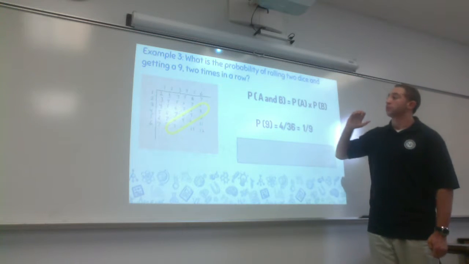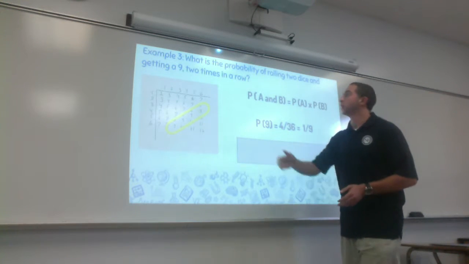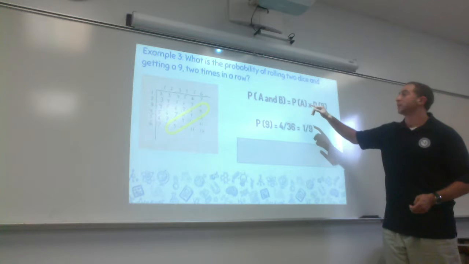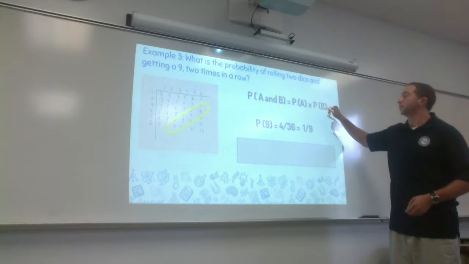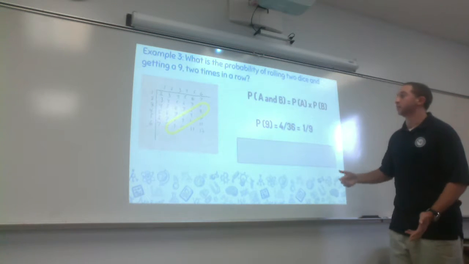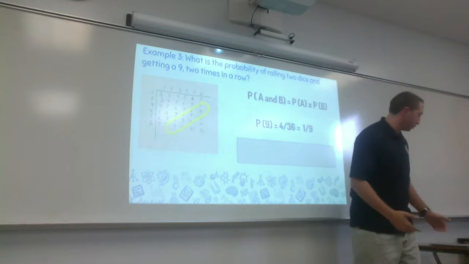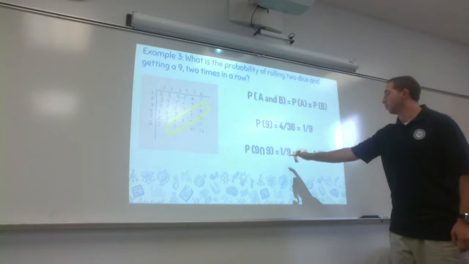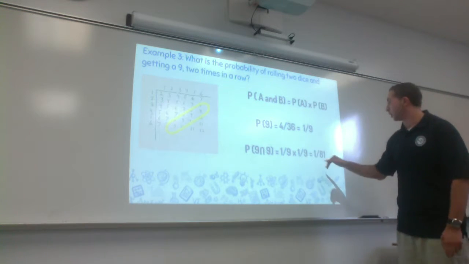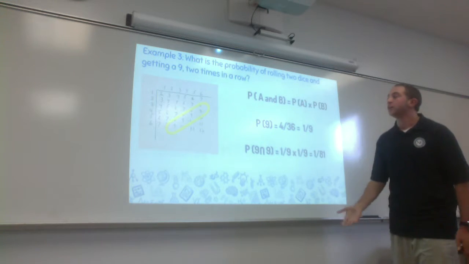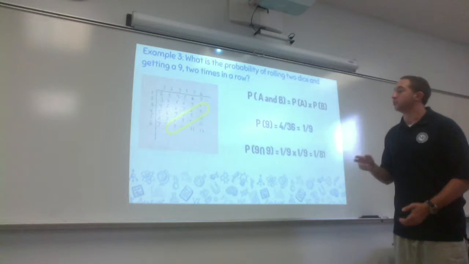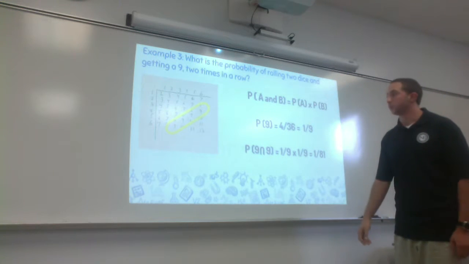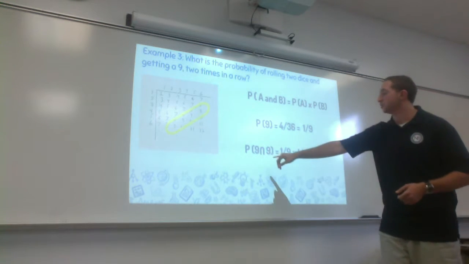And since our question is asking for it 2 times in a row, our probability of A is going to be the probability of a 9, and our probability of B is also going to be the probability of getting a 9, because it says 2 times in a row. So that's like multiplying the probabilities: 1 over 9 times 1 over 9, which gives you 1 out of 81. So when you roll 2 dice, the probability of getting a 9 2 times in a row is 1 out of 81.